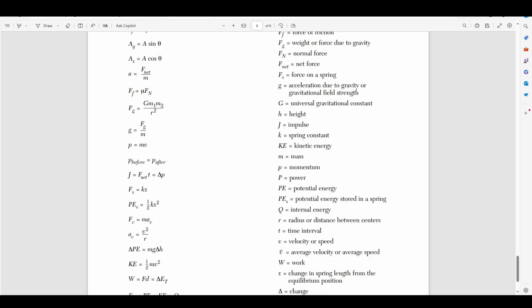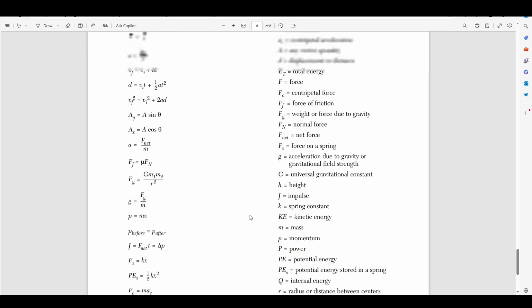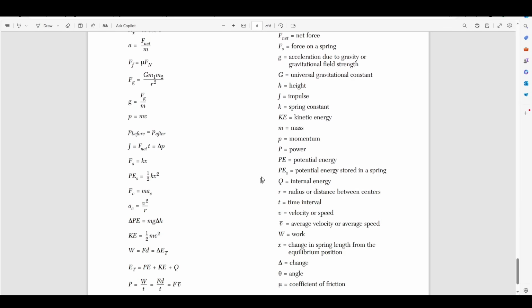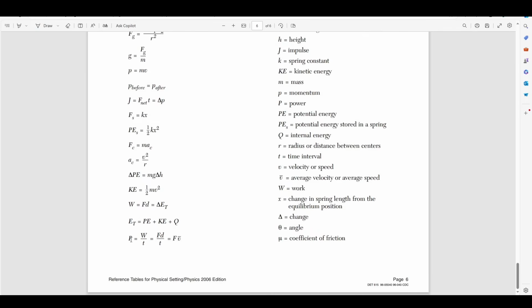If you don't know what symbol represents what on the test, you always look at your reference table, and you look at this right column, and it tells you every single abbreviation that they use. So here we know that power is represented as P, right? So we're looking at something that has P, F, D, and T. So we're solving for time, looking for a formula that has those. So power is equal to work divided by time, or force times distance over time, right? So this has P, F, D, and T.